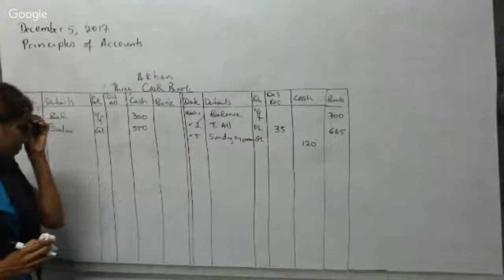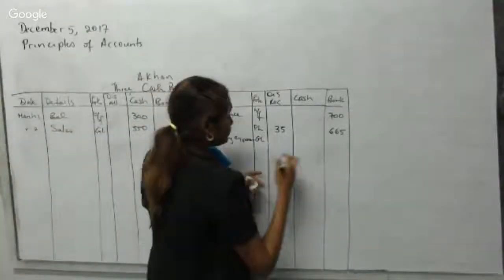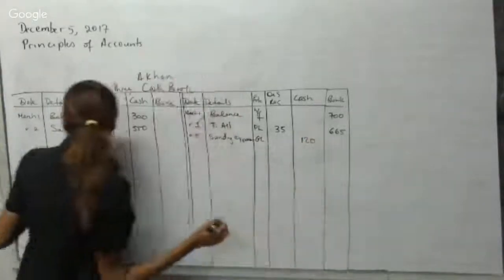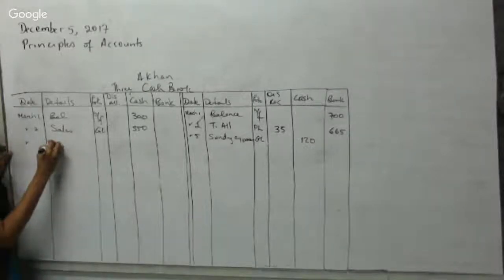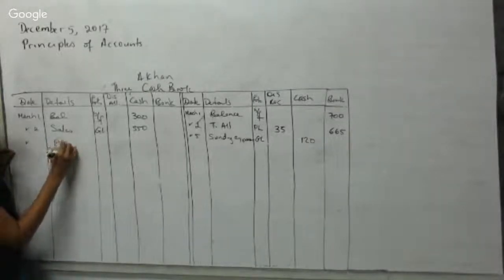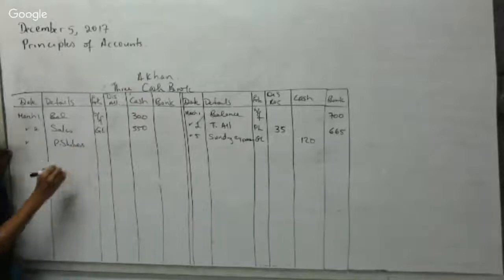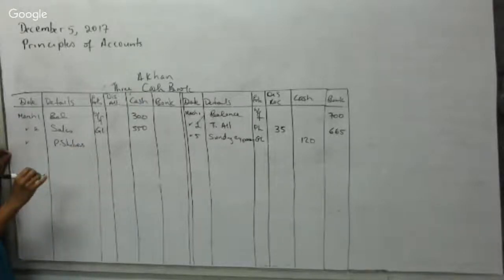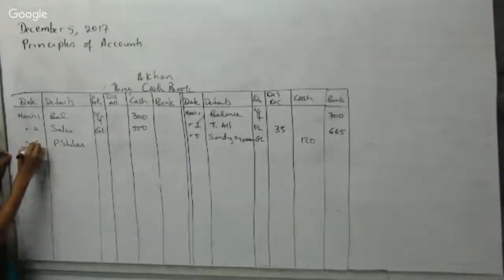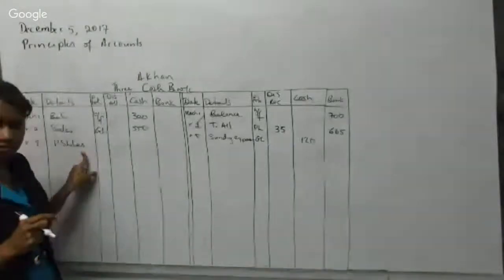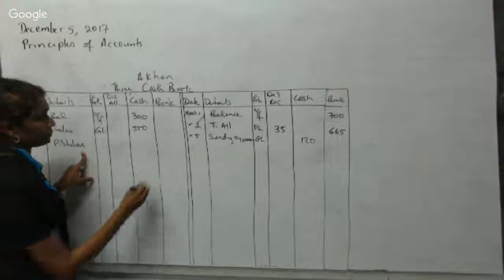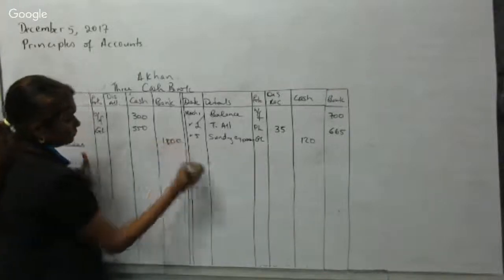And then, March 8, received check for 1,800 from P. Shivers after he had deducted 3% cash discount. I'm getting money, so it needs to go to the debit side. So you received from P. Shivers a check of 1,800 after he deducted 3%.